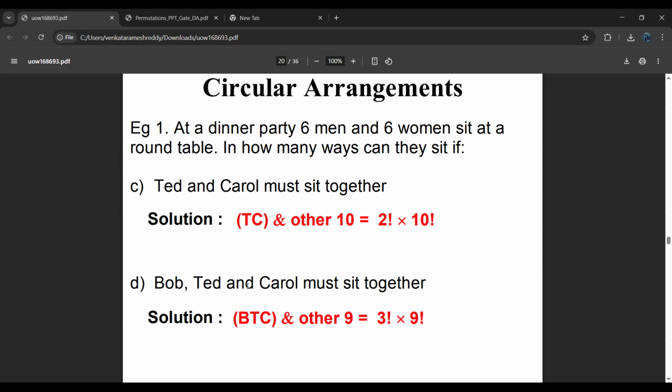Next, Bob, Ted, and Carol must get together. BTC. Like this only, we combine them and we'll get 3 factorial into 9 factorial.